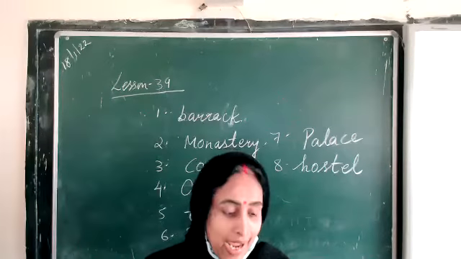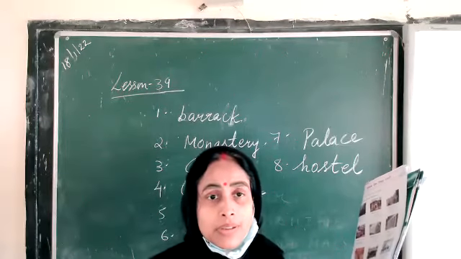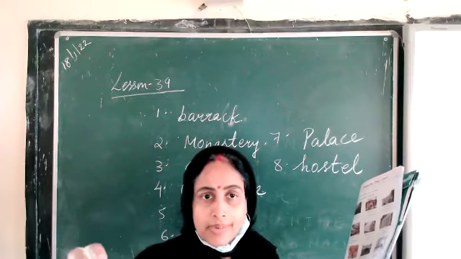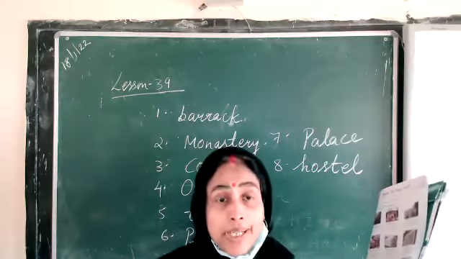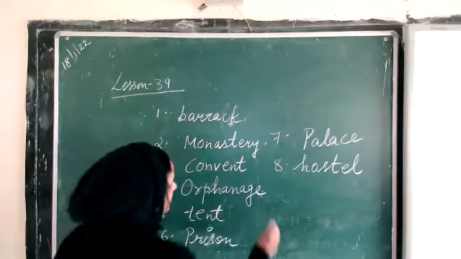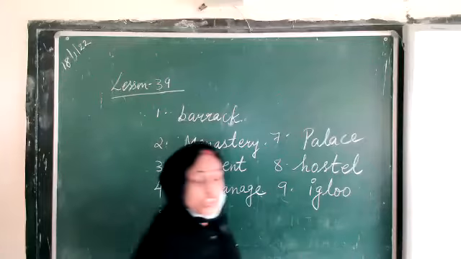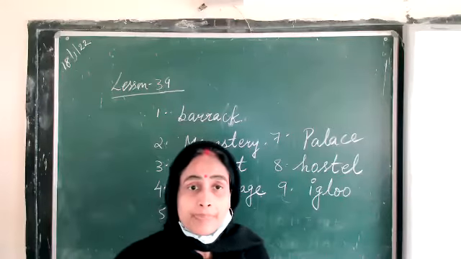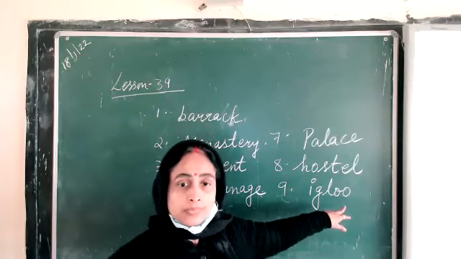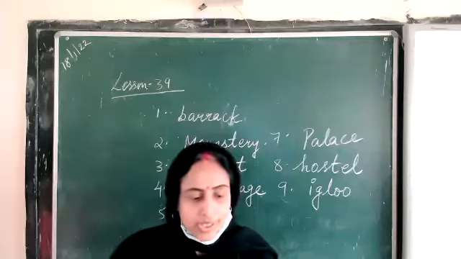Now, one more. Inuits live in an igloo. It is an ice block house. In SST you have already learned it. In the polar region, we find igloos, a house which is made up of ice. All of you have written? So today we will complete up to here only.